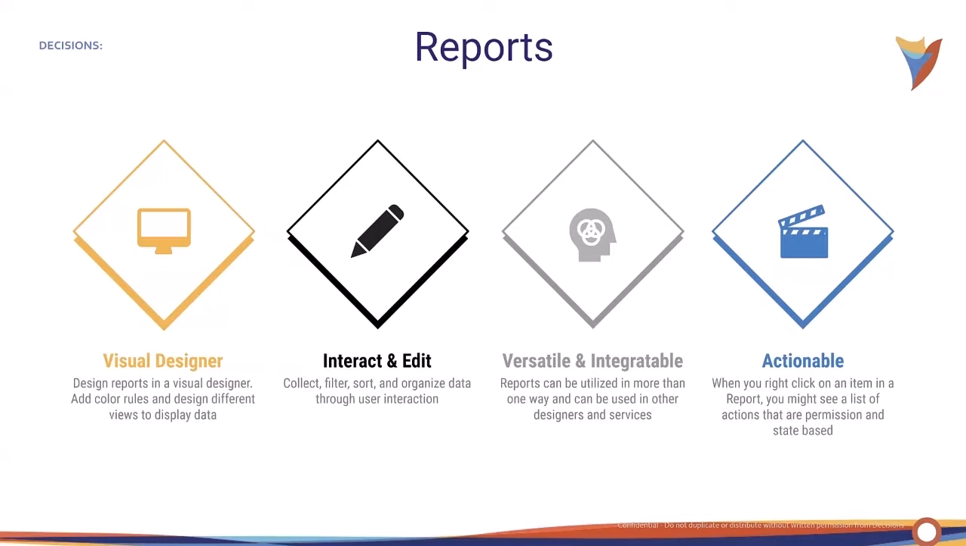We can add filters, we can sort the information, and we can also organize that. The reports in Decisions are integrable, in the sense that they can be integrated to other systems and we can call them via APIs. The reports can also be actionable, meaning that when I click on a row in the report, it'll allow the user to perform some actions. We can also add permissioning to the reports in order to make sure that a certain group of individuals see the report and the others do not.